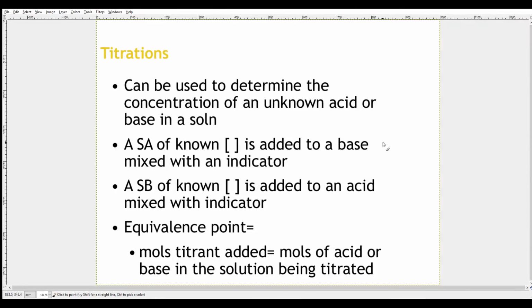Welcome to your notes video about titrations. You should have done a titrations lab earlier this year where you took an unknown acid or an unknown base and you titrated it with the opposite type of solution.